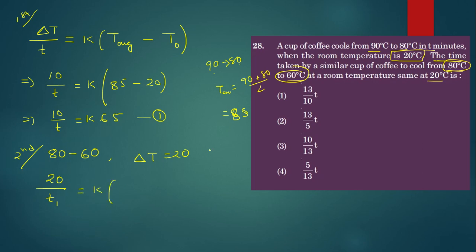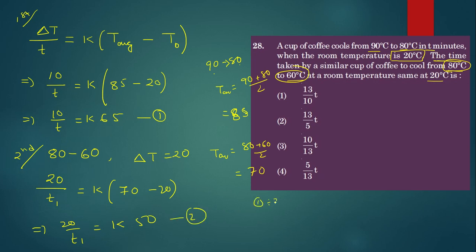Then what is the average temperature? In this case, the average temperature is 80 plus 60 by 2. It is equal to 70. So 70, and the room temperature is 20. So 20 by T1 equal to K multiplied by 50. Now let's divide equation 1 by 2. So this will be 10 by T multiplied by T1 by 20 equal to K 65 divided by K 50. So this will be 2.